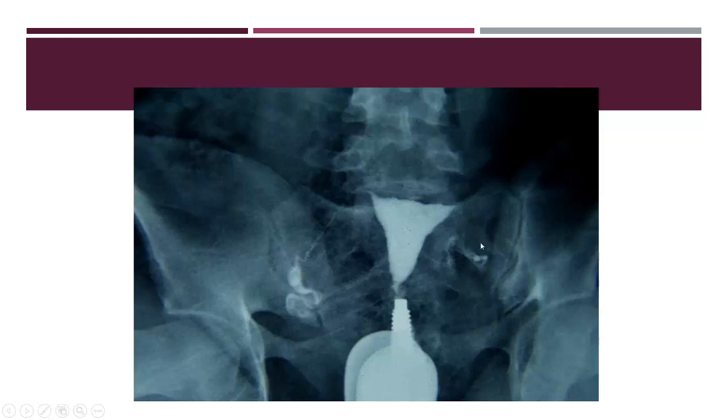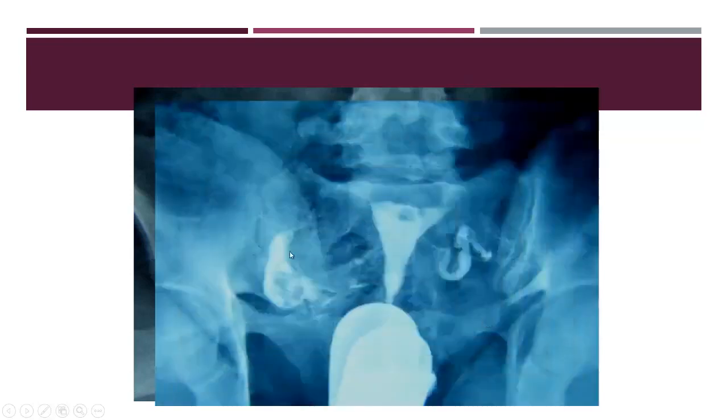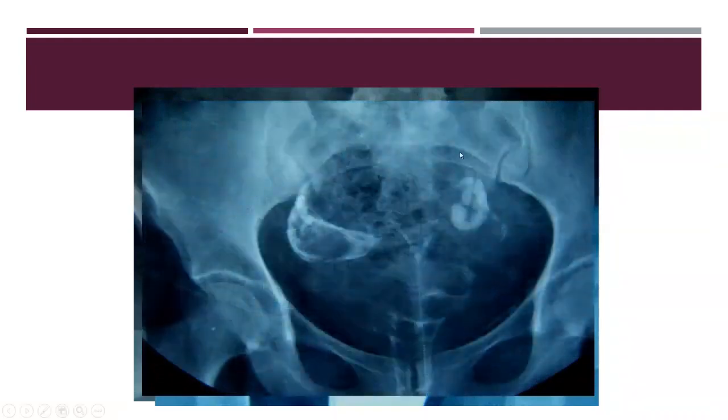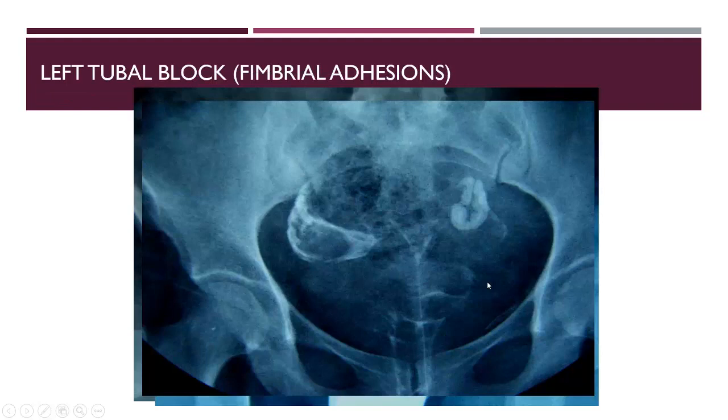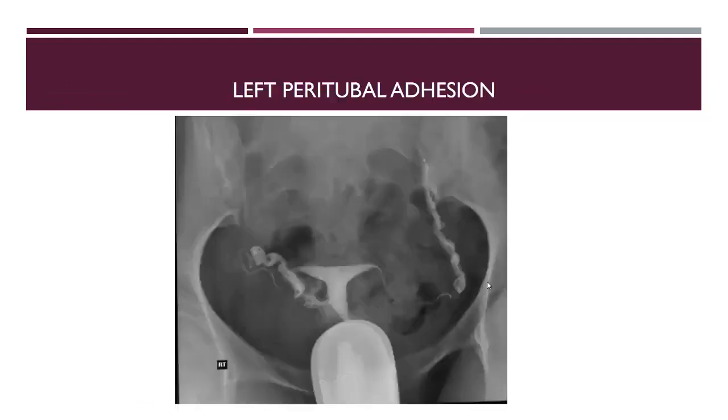starts to fill, but there is delayed filling of the fallopian tubes. This one shows filling, and there is no problem with it, but in this one the contrast is still retained in it. Of course, this is an air bubble. And on the control film, there is retained contrast in the left fallopian tube, meaning that there is a block or fimbrial adhesions at this end of the fallopian tube. Left tubal block due to fimbrial adhesions.